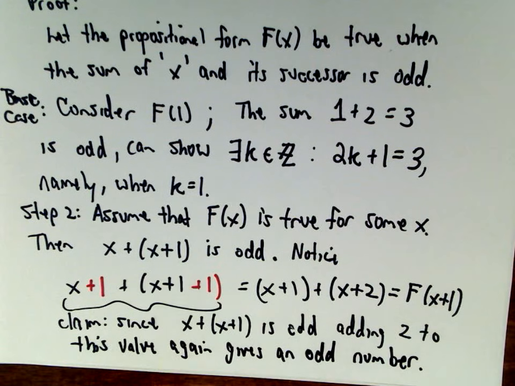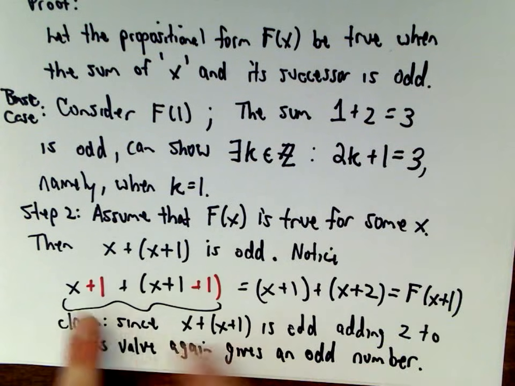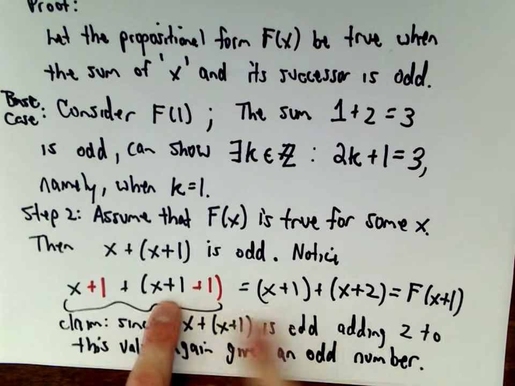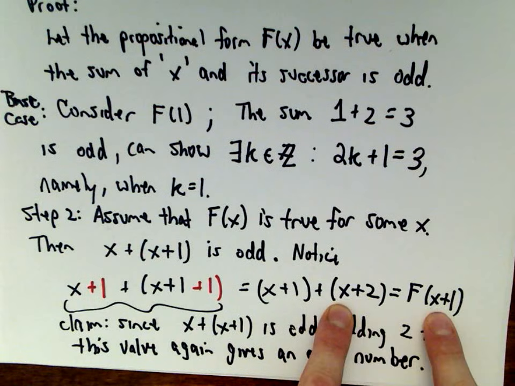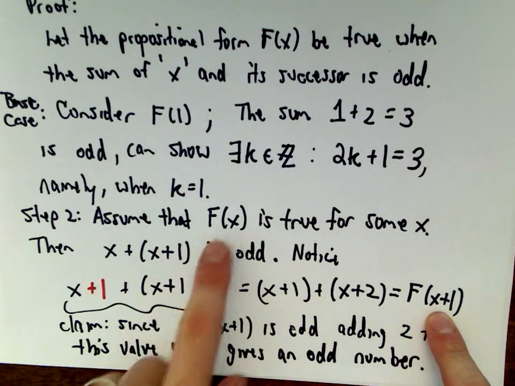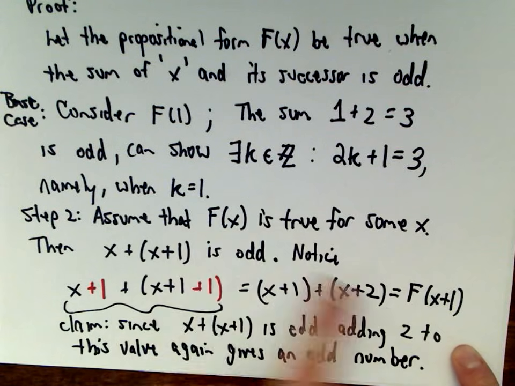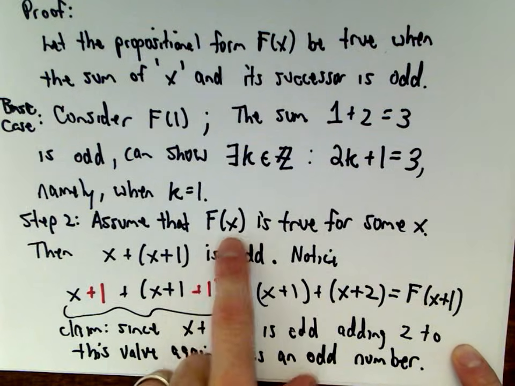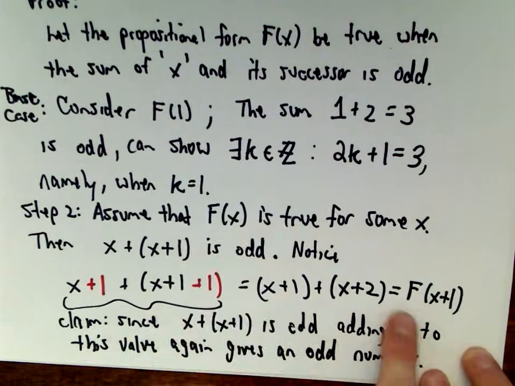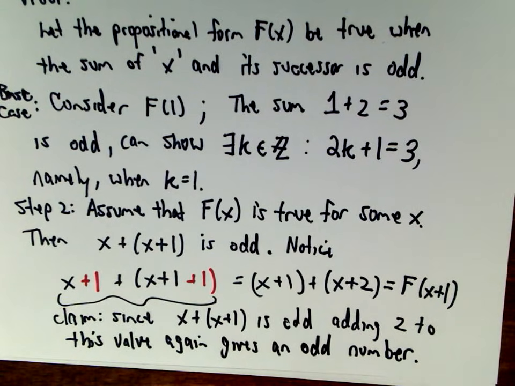So since x plus 1 is odd, well, if we add 2 to that, it's still going to be odd. But when we write x plus 1 plus x plus 2, that's going to be our next propositional statement. So assuming that f of x is true, in the sense that this statement is odd, we've now shown that its successor is also odd. Okay, so that would be a proof by induction. So that would be our general step here.